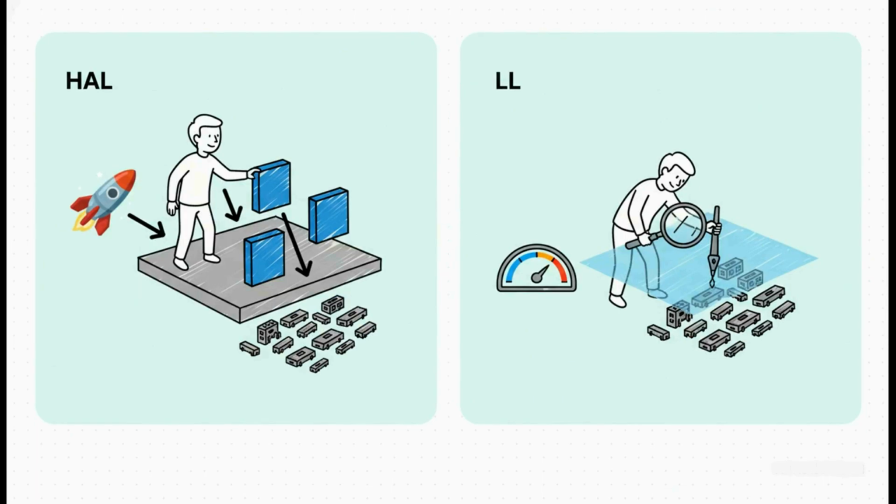Now, inside the code that CubeMX generates, ST gives you a really important choice, your abstraction level. For pretty much all beginners, you're going to use the HAL, or the hardware abstraction layer. This gives you really simple, easy-to-read functions like HAL_GPIO_WritePin. It makes prototyping super fast. But as you get more advanced, you might need more performance. That's where the LL, or low-layer APIs, come in. They're much closer to the hardware, giving you finer control for smaller, faster code.